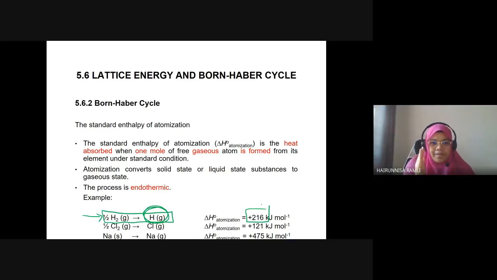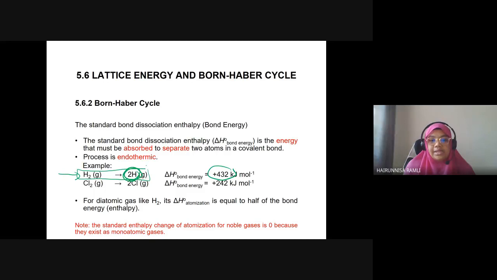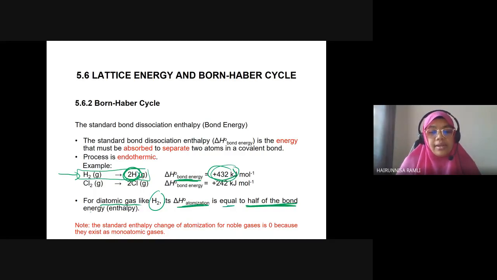So that's why I say the definition is very important. That definition will make you understand why the value for hydrogen 1 is not the same as hydrogen 2. Basically this hydrogen 1 is for atomization. You want to become atoms, that's why it is 1. This other one doesn't say it must become atoms. It only says it separates. It breaks the hydrogen, breaks the bond, and you get 2 hydrogen. So that's why here it is bond energy, not atomization. This value is twice the atomization process. So that's why it says here, for a diatomic gas like hydrogen, the enthalpy of atomization is equal to half of the bond energy.